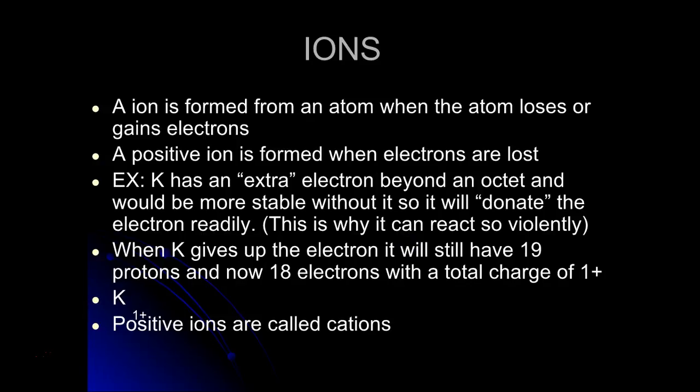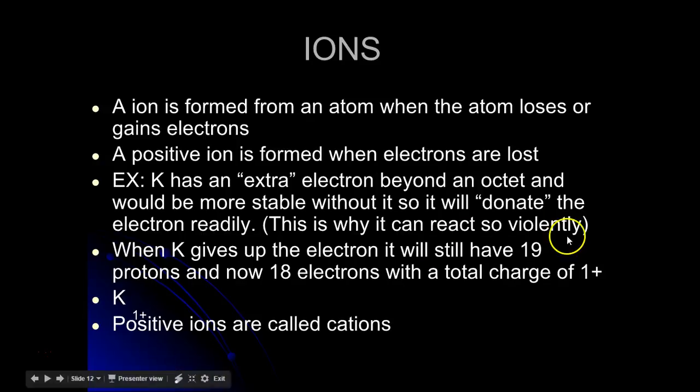So on to ions. An ion is formed when an atom loses or gains electrons. We've got something called a positive ion. This is formed when electrons are lost. For example, potassium has an extra electron beyond an octet and would be more stable without it. So it's going to donate that electron very readily. This is why potassium is such a violent reactor. When potassium gives up the electron, it'll still have 19 protons and now 18 electrons with a total charge of +1.